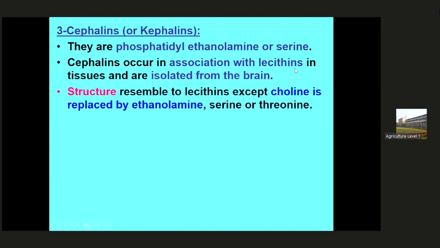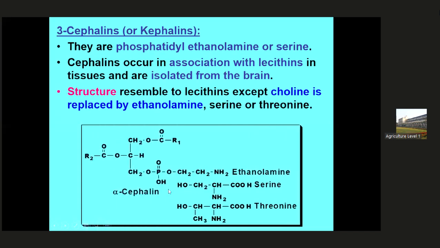Cephalin occurs in association with lecithin in the tissues and is isolated from the brain. So in association with lecithin, cephalin is present in the brain. So it is a very important member of the phospholipid. The structure is very similar to lecithin, except choline is replaced by ethanolamine, serine, or threonine. So I have already said, if this group is choline, then it is called lecithin. And if it is ethanolamine, serine, or threonine, then the lecithin will be converted into cephalin.